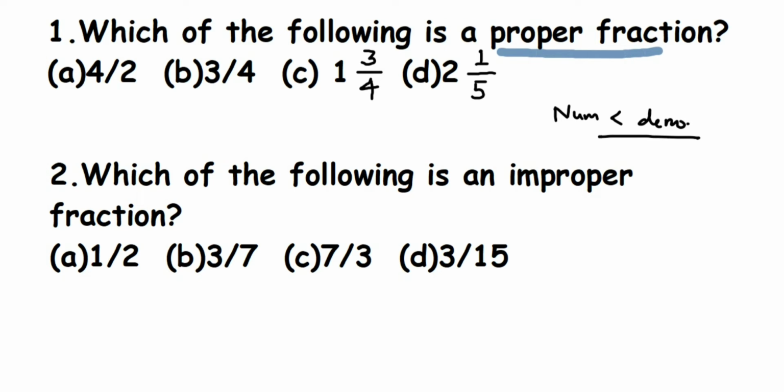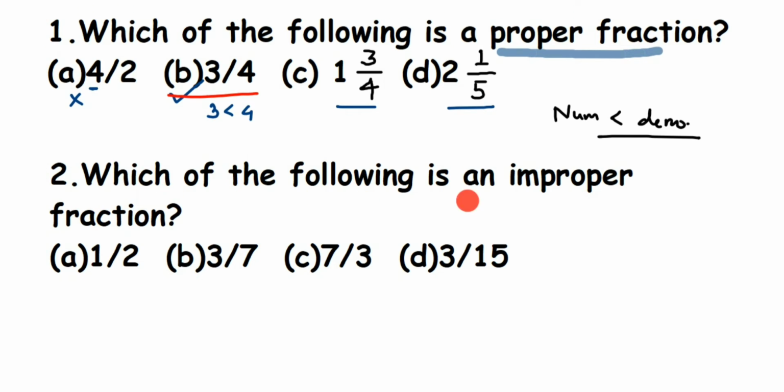Now let's see that. So the first one, you can see we have 4 by 2. Numerator here is greater than the denominator, which means it's not a proper fraction. Then the second one, it's a proper fraction because 3 is less than 4. Numerator is less than denominator. And the other two options, that is C and D, they are mixed fractions, and mixed fractions are always improper fractions. Improper fraction is the opposite of proper one. So B will be the answer here.